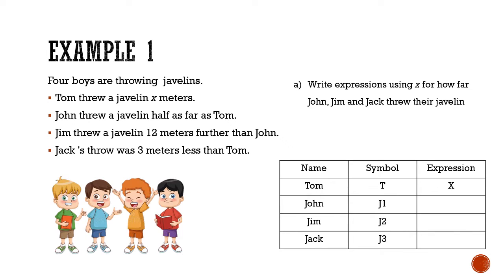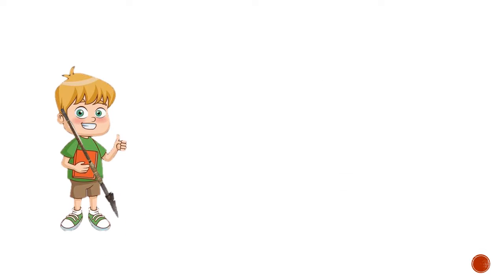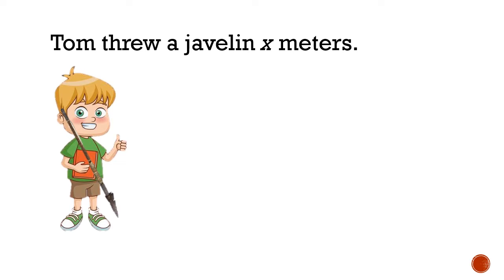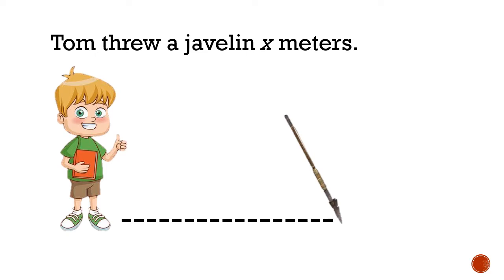For our first example, we have X for Tom. So what do you think is the expression for John, Jim, and Jack? Now we answer. Tom threw a javelin X meters. As you can see, this X meters means a distance. It means a number of distance from where Tom is first standing to the throw of the javelin. So how far is X meters? We do not yet know.